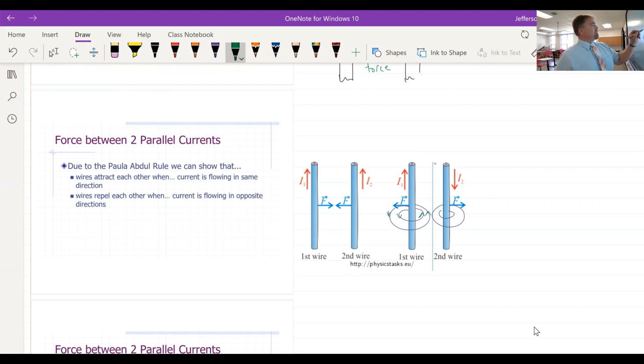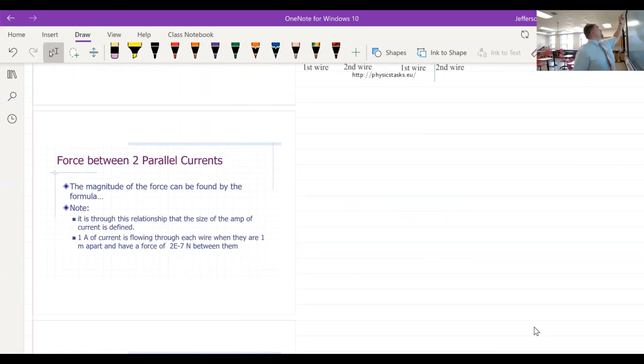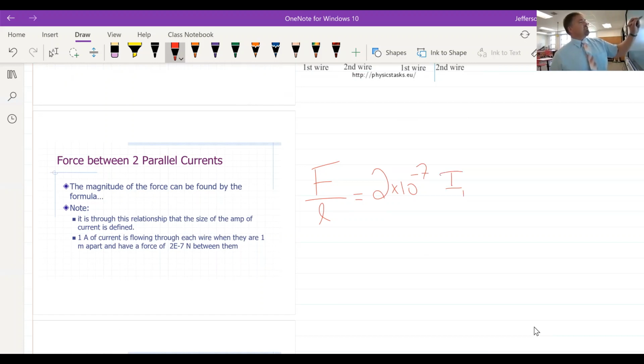This one will be going clockwise, and therefore they are the same in between, and that's going to cause a repulsion at that point in time. Now, this is actually how we define what a current is. We find that the force per unit length between two charges is equal to 2 times 10 to the negative 7th times the current in the first line times the current in the second line divided by the distance between them. Okay, and I wrote that as an R.